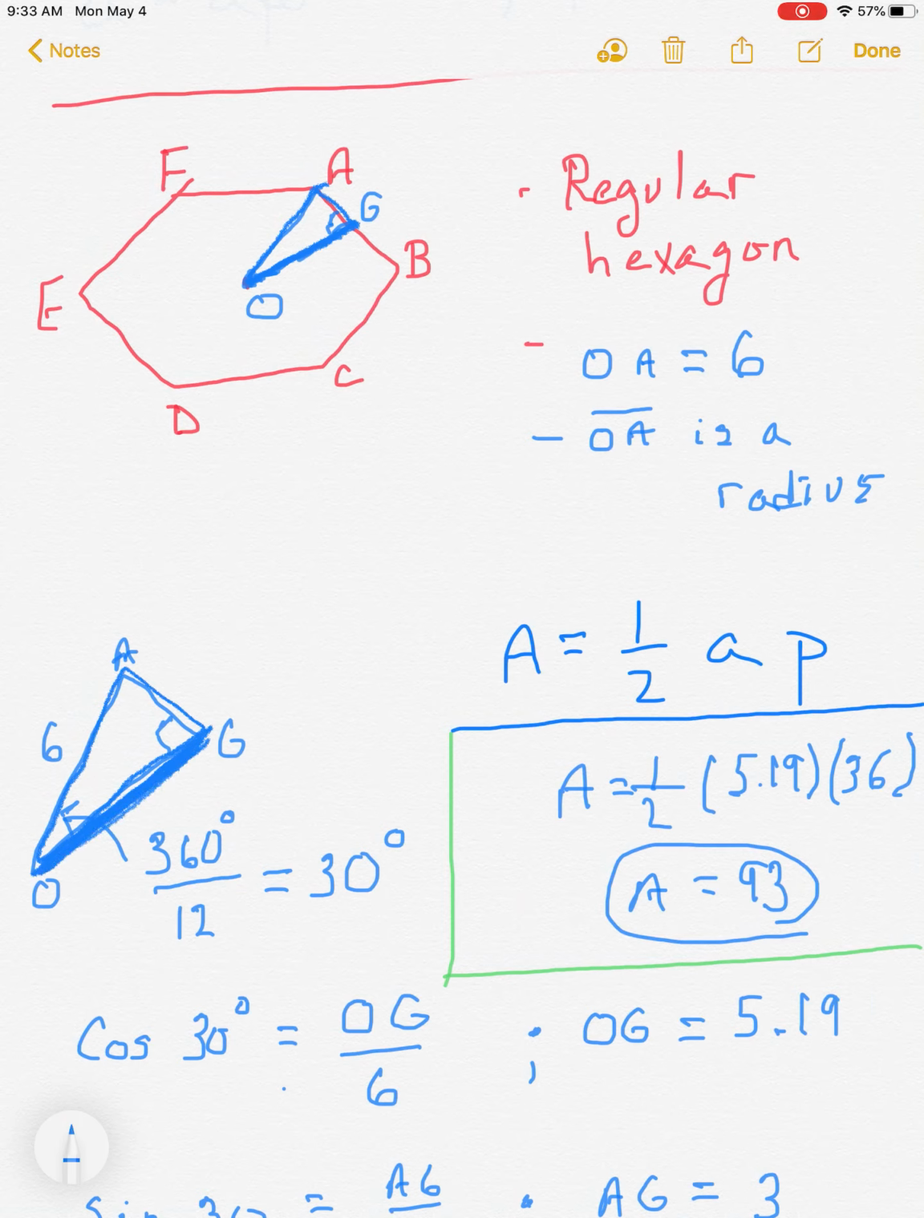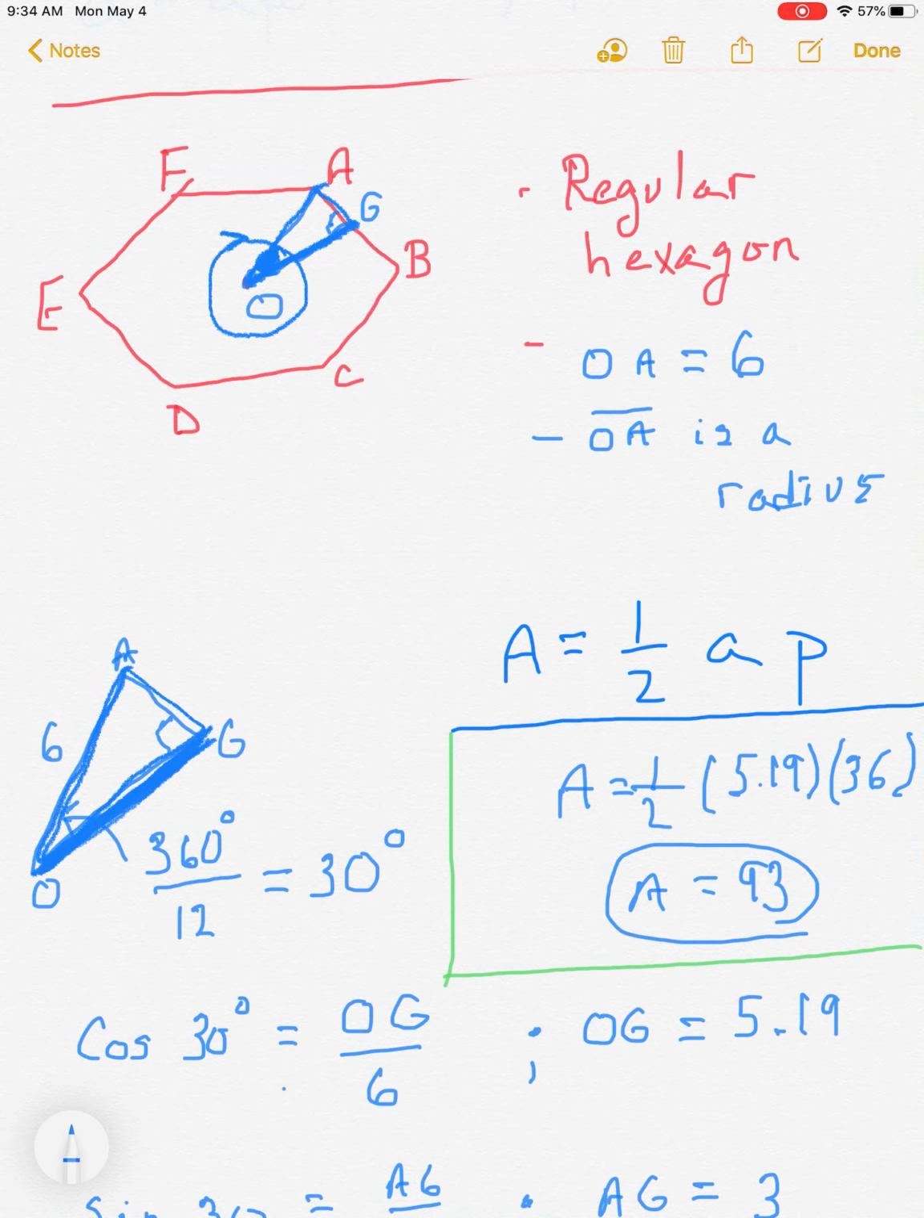So, for example, to find OG, I will say that the cosine of 30 is OG divided by the hypotenuse 6. Now, how did I get that this is a 30-degree angle? In other words, how did I find that angle AOG is 30? Well, all the way around this circle here is 360. And this part is 1/12 of that.